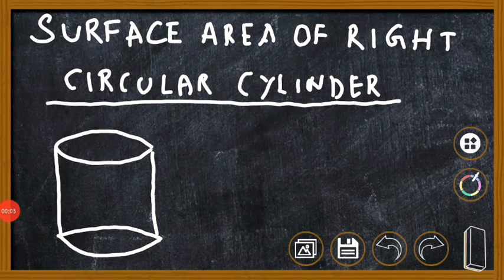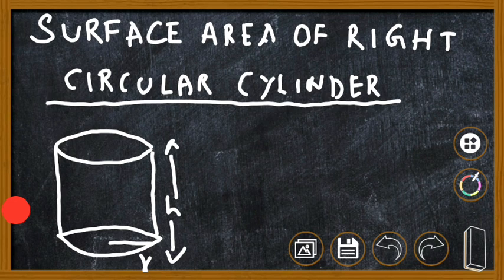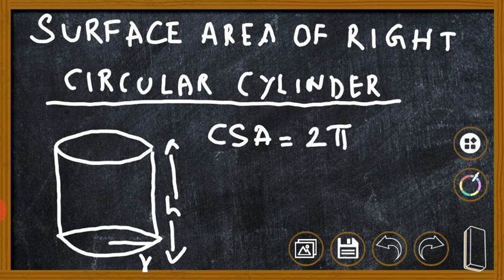Next topic is surface area of a right circular cylinder. Consider a right circular cylinder and suppose its radius is r and the height is h. Then what is the CSA of this cylinder? CSA of the cylinder is equal to 2 pi r h. CSA meaning the curved surface area. So curved surface area of the cylinder is 2 pi r h.